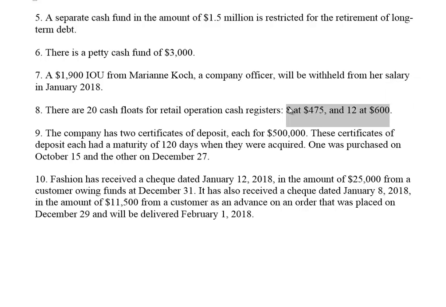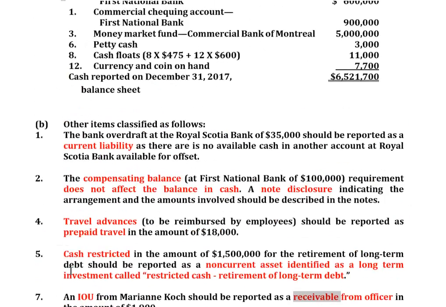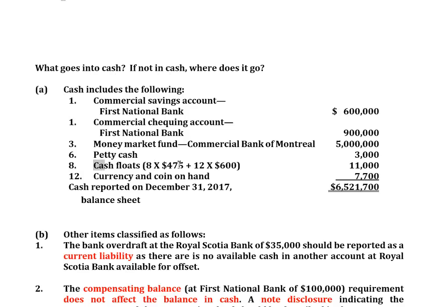So if we take 8 times 475 and add that to 12 times 600, in total, we see this would add up to $11,000. So we need to make sure that when we're creating our cash balance amounts, we include that cash float in the amount that we're going to record as cash in the current asset section of the balance sheet.